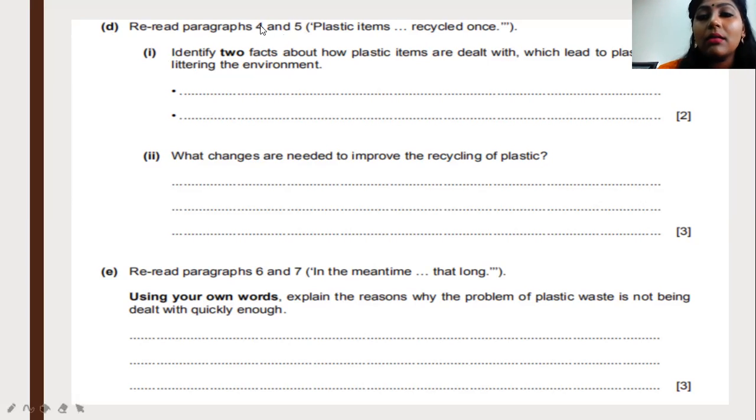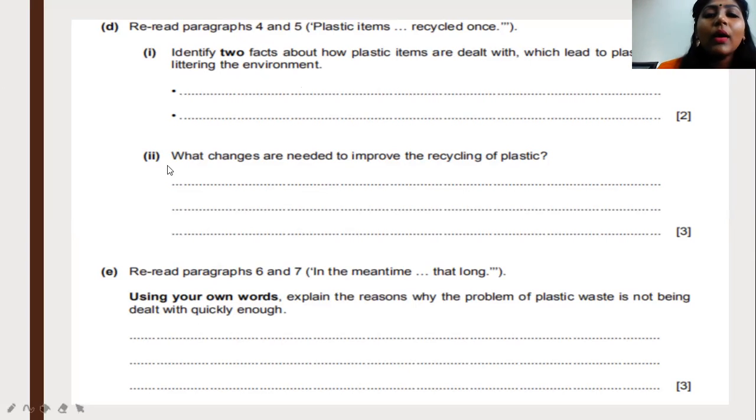You just read paragraph 4 and see if you could get 2 facts from it. If you could get 2 facts from paragraph 4, then perhaps you can save paragraph 5 for getting answers for D2. Identify 2 facts about how plastic items are dealt with, which led to plastic waste littering the environment. Therefore, you straight away get 2 facts from paragraph 4. Why? Because of the keyword identify. Remember, when you use the keyword identify or give, it is definitely explicit. You are supposed to take the answers directly from the text.